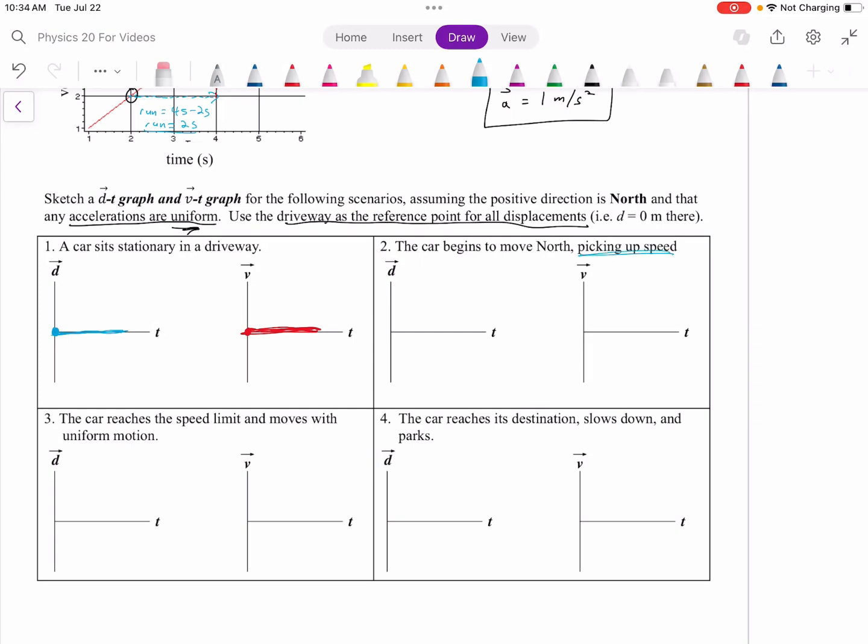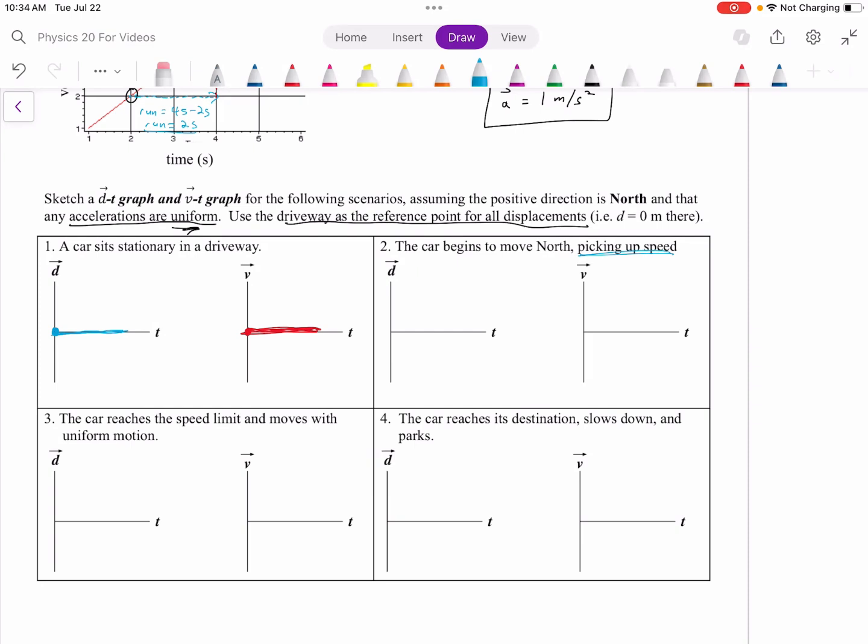If it's getting faster and faster, how will the displacement that it covers in second number 2 compare to the displacement it covered in second number 1? Well, that displacement should be getting larger and larger, right? If it's getting faster and faster, it's covering more and more ground as time goes on. So we need to think about what that looks like on a displacement time graph.